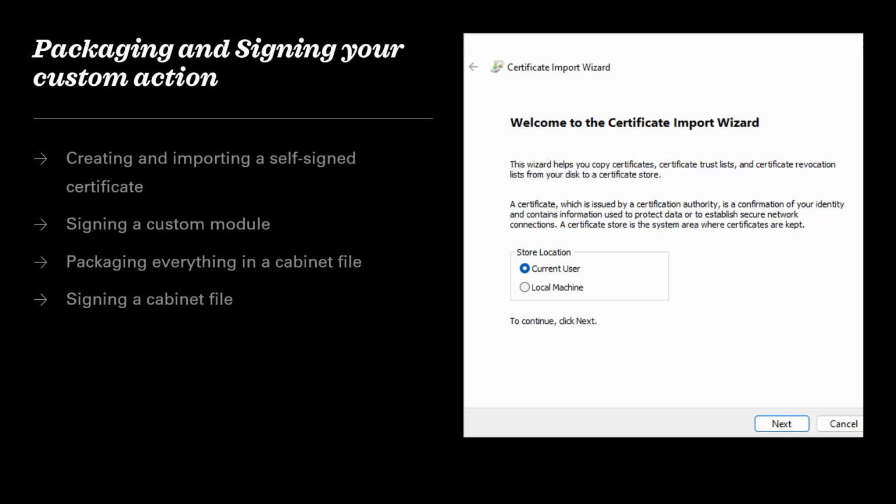That being said, the next step would be to actually code sign or sign your custom action by creating a certificate. So we'll be creating a self-signed certificate. We will be then importing it onto the computer on which the Power Automate desktop will be running. We will be signing the custom module using the certificate. We will be packaging everything into a cabinet file, that is a .cab file, and then sign the cabinet.